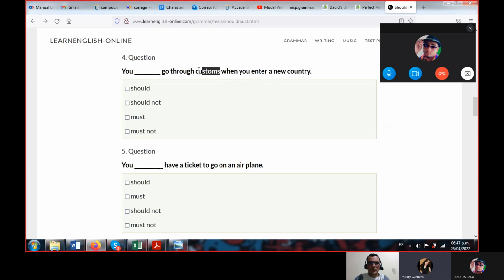Es como una tienda, ¿no? No, no tiene que ver con eso. Customs is aduana. La aduana. Okay.